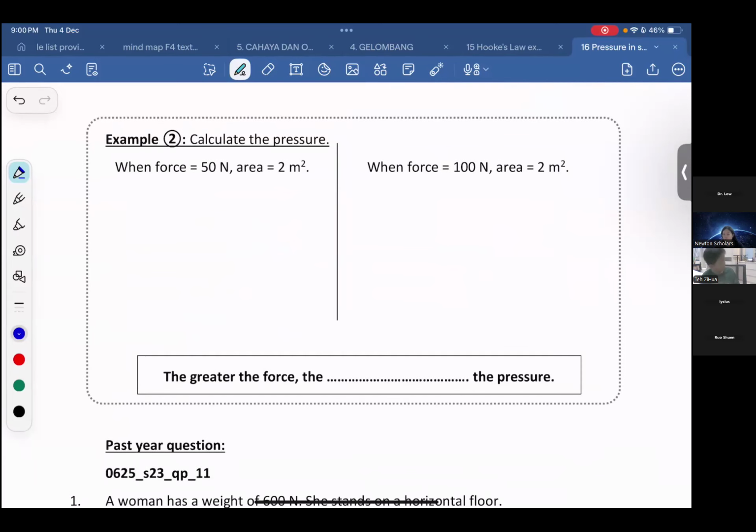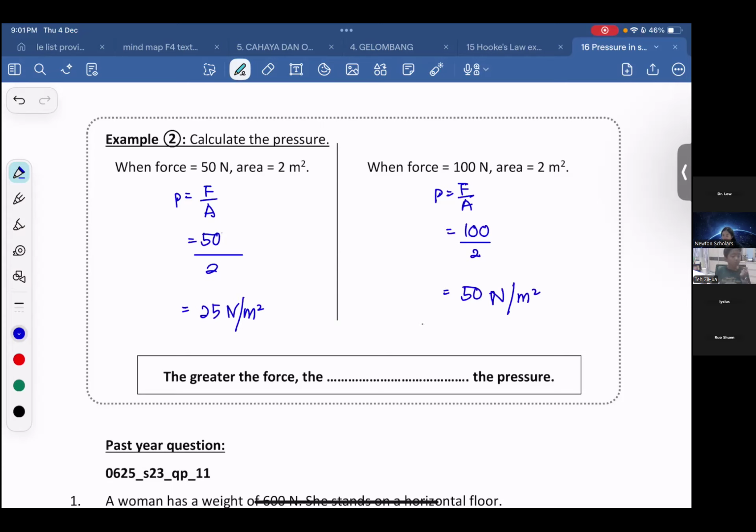Okay, dear, go. Just now we compared the same weight, same object. Now we compare different force, different weight, but using the same area. So P equals F over A. The force is 50 Newton divided by area 2 meter square. This one is P equals F over A, 100 Newton divided by area 2. So here, your answer is 25 Pascal or Newton per meter square. This one is 50 Newton per meter square.